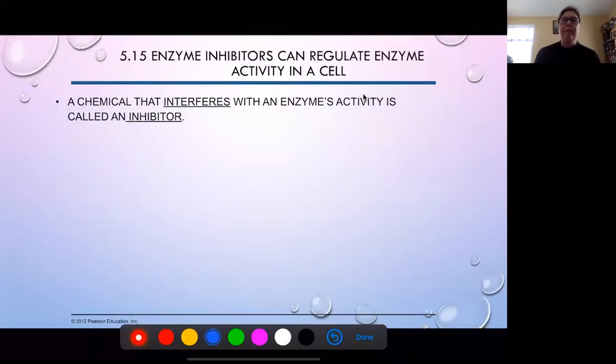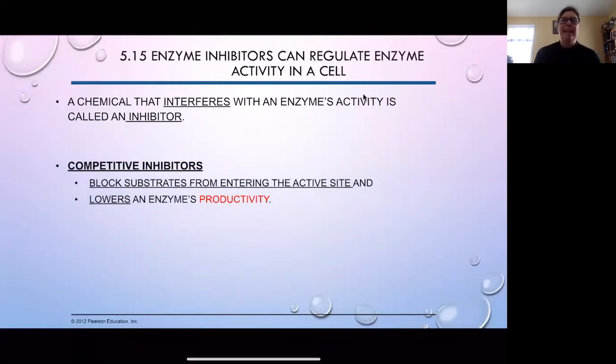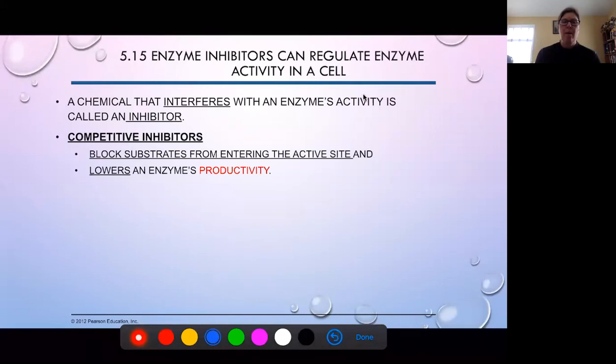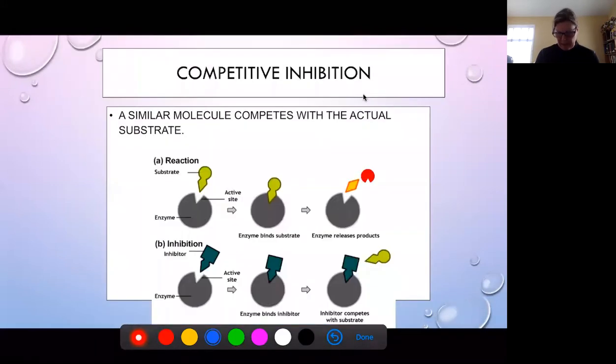A chemical that interferes with enzyme activity is called an inhibitor. It's inhibiting, preventing the enzyme from doing its job. We have this term called competitive inhibitors, and they are molecules that fit into that binding pocket. They get in there and block the actual substrate from working. It would be like having a key that fits into the keyhole, but it won't turn the lock. And you can't put the correct key in the hole while the bad one is in there. So it lowers the productivity of that enzyme.